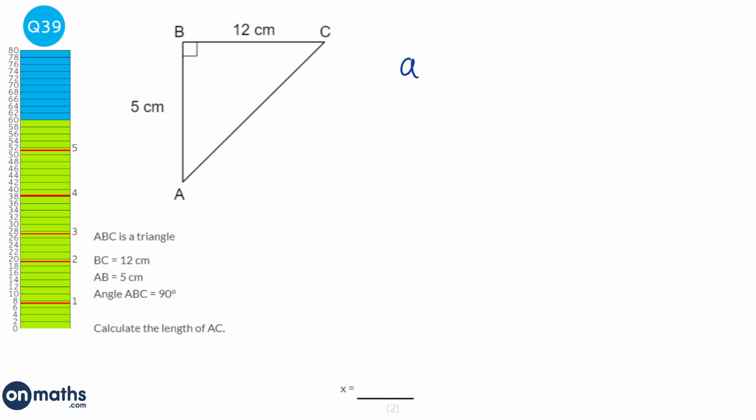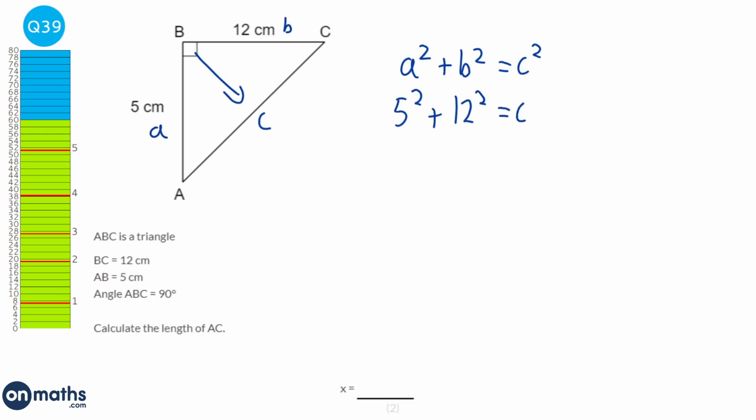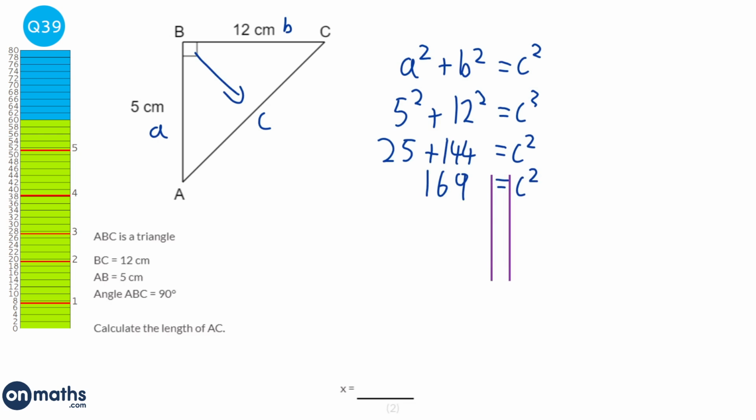So Pythagoras says that a squared plus b squared equals c squared. And the c is the one opposite the right angle. So I'm going to label this a and b. So it'd be 5 squared plus 12 squared equals c squared. 25 plus 144 is equal to c squared, and then 25 plus 144 is 169. And then we're solving to find out what c is, and we're just going to square root both sides. So the square root of 169 is 13, so c is 13.